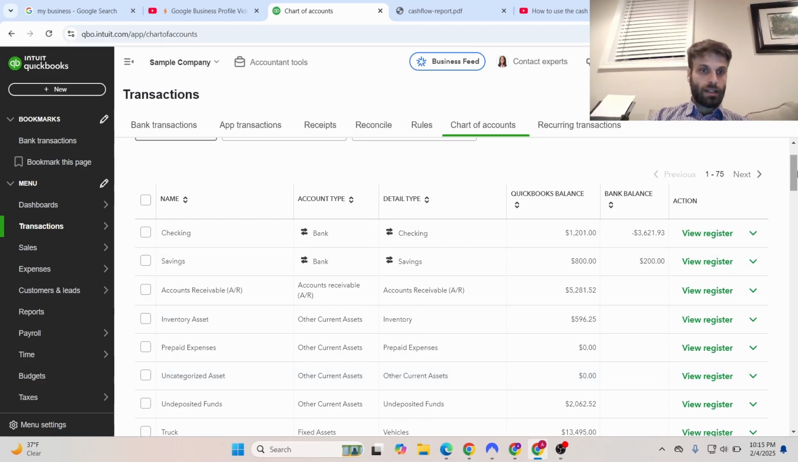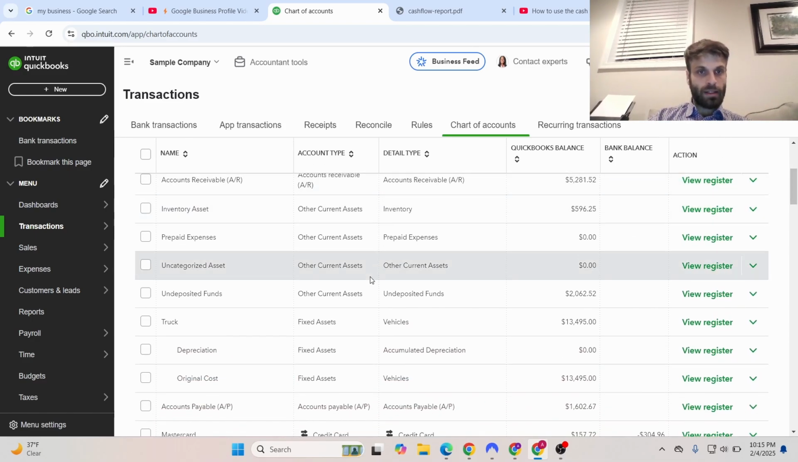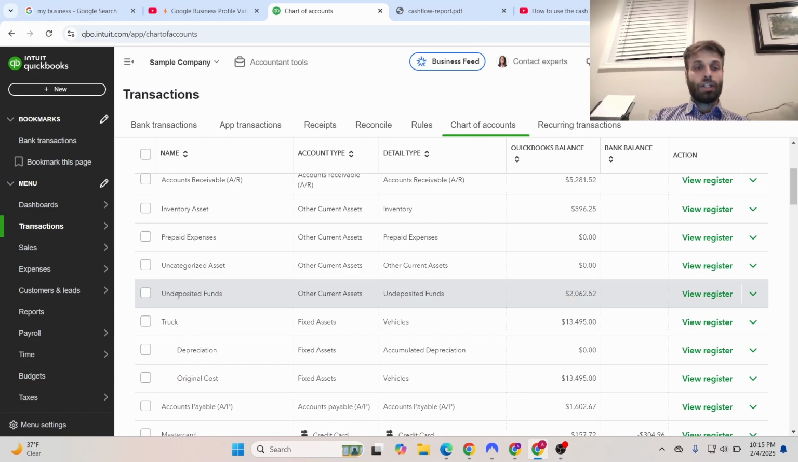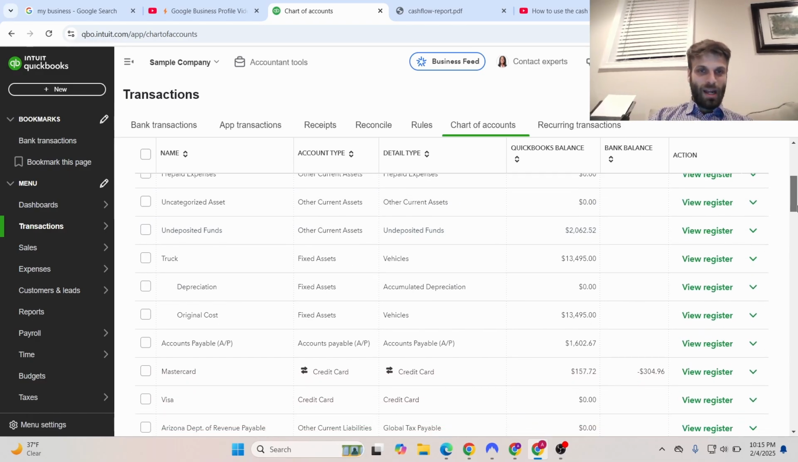Uncategorized assets, undeposited funds. So if we get a check from a client, we might mark it in undeposited funds, but we always have to remember to clear our undeposited funds and take those checks to the bank often, right? As often as we can. We don't want to be forgetting to deposit any checks. So just make sure that you're doing your best with that.